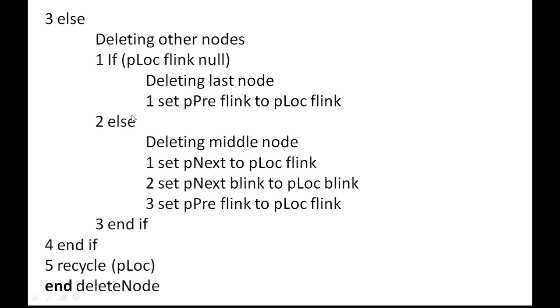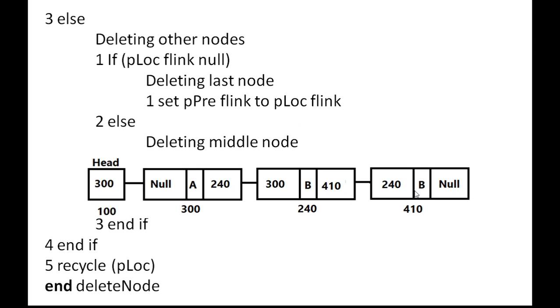Else part. So else part means that we either want to delete from the middle or from the last. So for that, we have to deal with two conditions. One is just like the insert, deleting the last node. So here, this is an example. So now I want to delete the node having the address 410. What steps are needed? It's a very simple step. Just replace the forward pointer of the previous node to null.